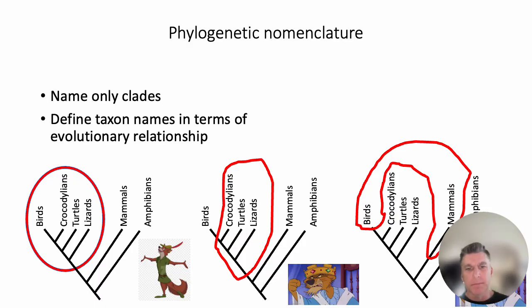So the other part, the part that is difficult for people, is that you define your taxon names in terms of evolutionary relationship. So instead of, what is a tetrapod, something with 4 limbs and a backbone, what is a mammal, something with hair or fur and mammary glands, no, we're defining these in terms of evolutionary relationship.